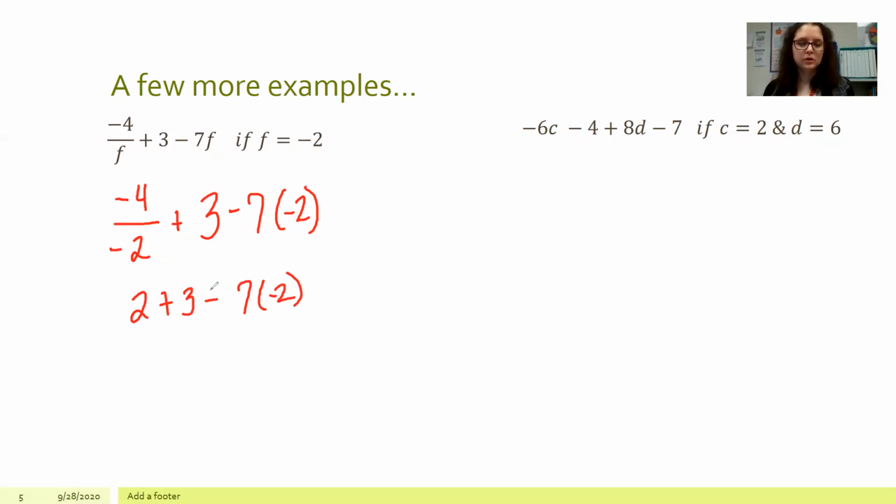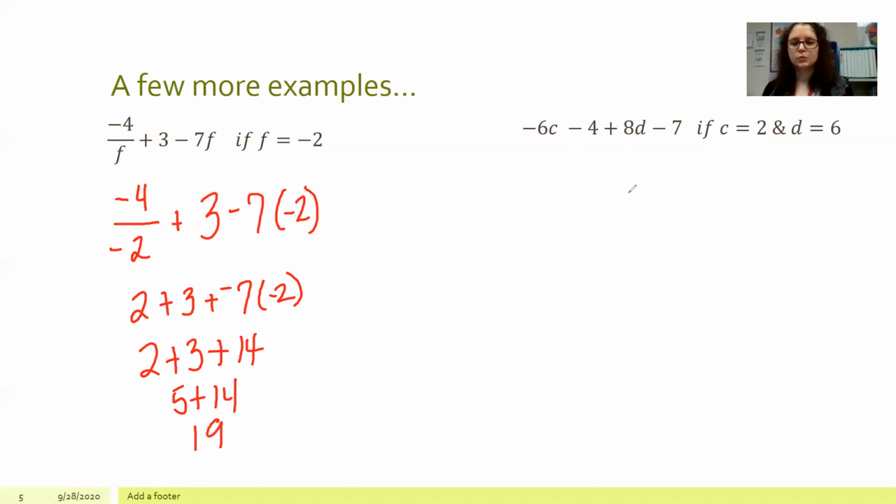Again, we can go ahead and do keep, change, change. For this, I recommend putting the negative with the 7 so that we can go ahead and get rid of it. So negative 7 times negative 2. 7 times 2 is 14. Negative times a negative is a positive. So 2 plus 3 is 5, plus 14 gives us a 19 overall.